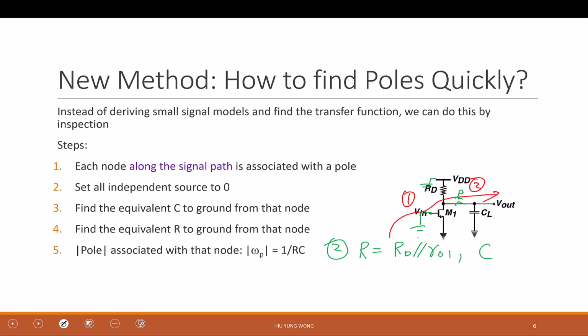Now, how about the capacitor that will bring me to the ground? Again, from node 2, I go to RD, I say, no, this is a stair, this is not a capacitor. I'm looking for an elevator, right? So I ignore it, it's just like an open circuit, or I erase it in this process. And I look at the transistor, also a resistive path, so I ignore it. Then I only see CL. So the pole equals 1 over RC, which is CL times RD parallel R01. I got the first pole of this circuit.